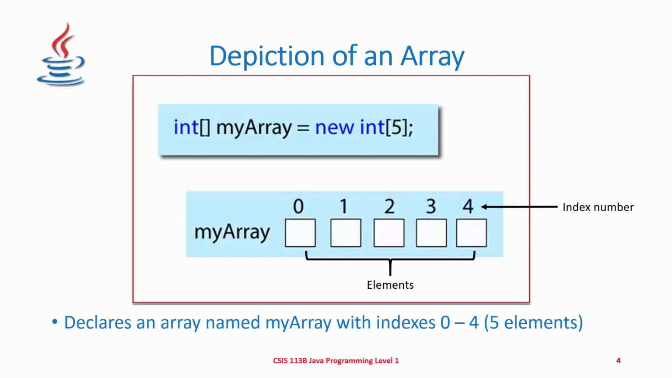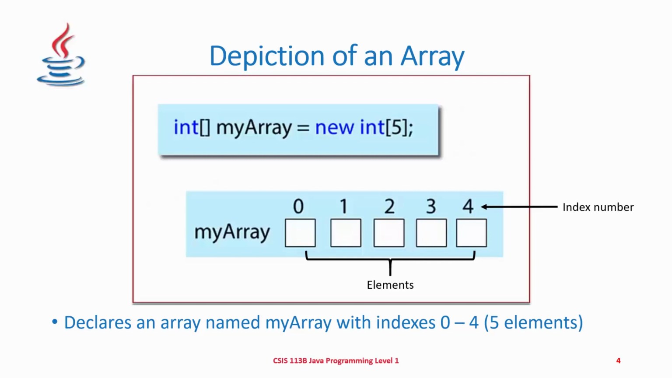Then we use the assignment operator, and then the keyword new in this particular example, and that's followed again by the data type that we're storing in the array. And this time the square brackets are used to represent how many elements we want to have created in this array. So that declaration is going to create a new array that will be able to contain integers only, and it'll be named myArray.